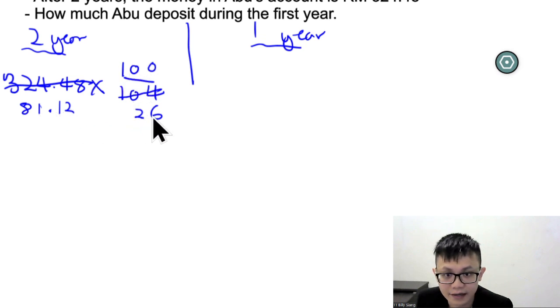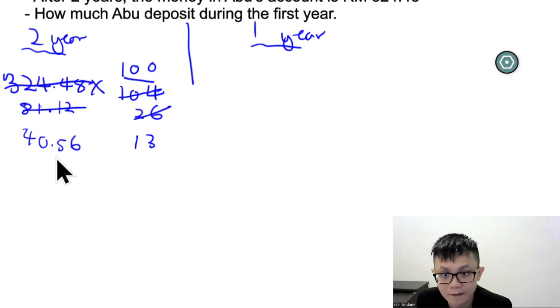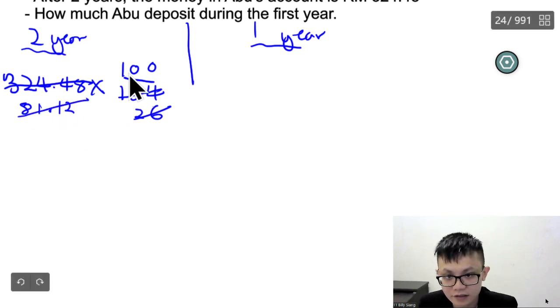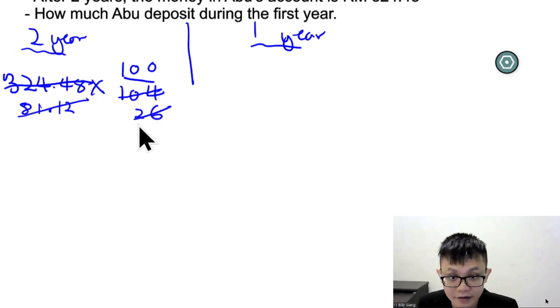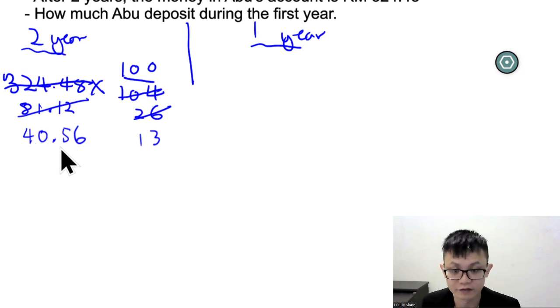I think I can divide it by 2 again. So I divide by 2, I get 13, and I divide the other by 2, so I get 4056. Okay, I divide by 3, I think it's easier. So let's cut this one, cut this one. Divided by 2, we'll get 40.56 when divided by 2.